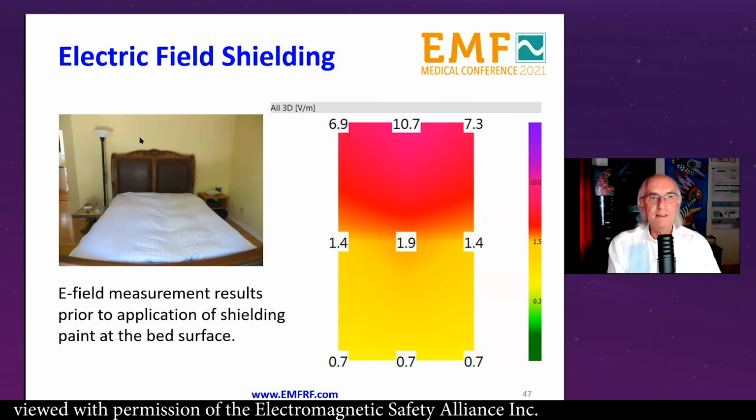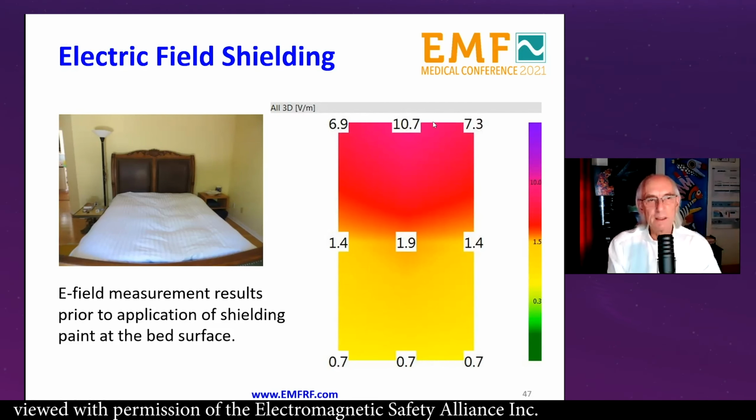So we have a master bedroom here, we have a headboard wall, and here are the results of electric field measurements. We call it the 9-point measurements, where we actually measure 9 points on the bed itself. And you can see at the headboard wall, we have 7, 10, and 7 volts per meter. And down on the bottom, we got not less than 1, and somewhere in the middle, we got about 1 or 2 volts per meter. So we want to eliminate that.